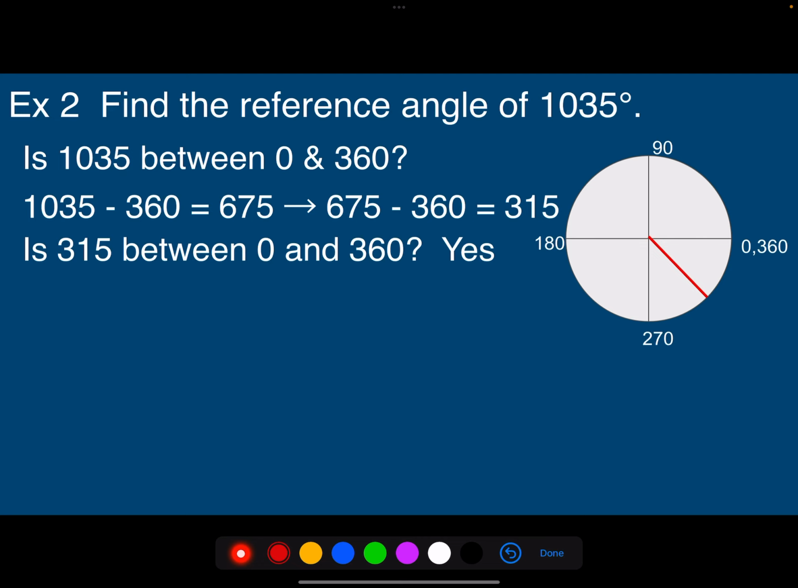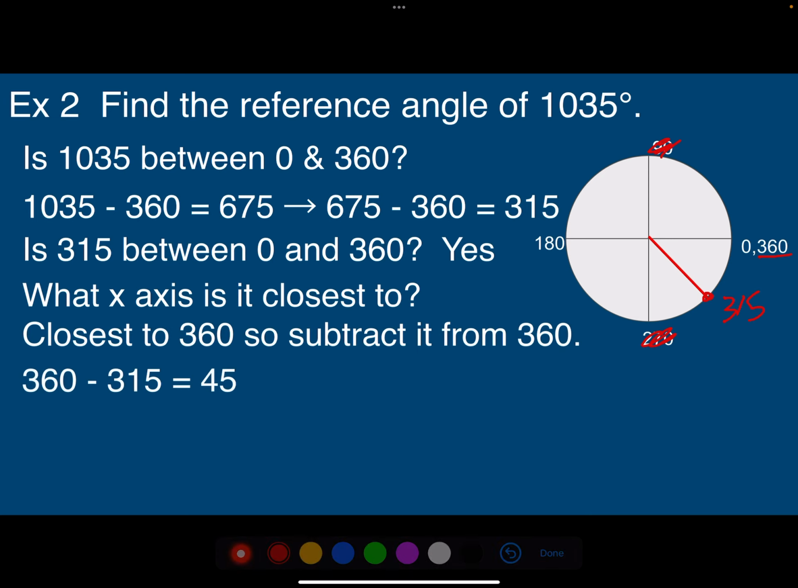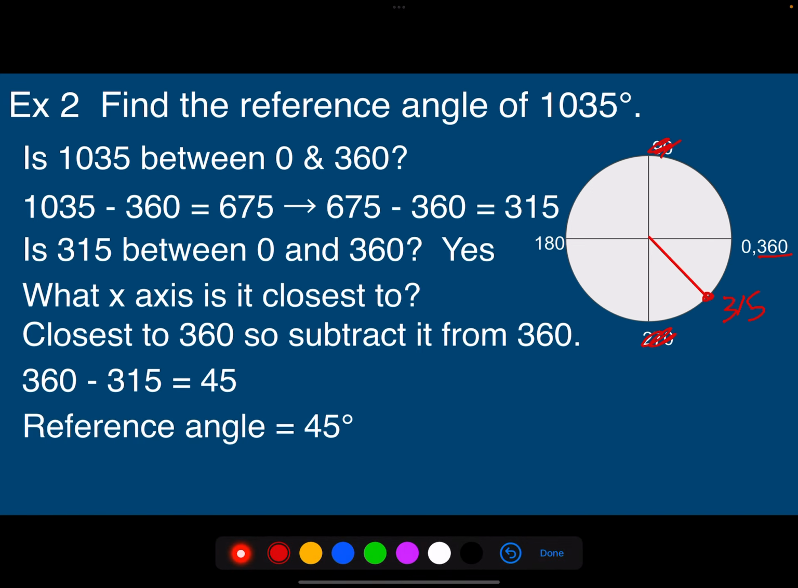When I'm in the fourth quadrant, I'm going to find the nearest x-axis. Now that I have a quadrant, I don't care about 90 and 270 anymore. So here's 315, and 315 is closer to 360. I'm going to subtract 315 from 360, and I'm going to get 45 degrees. Just so you get an idea of where we're going with this, I'm going to eventually turn this into a triangle. And this little angle right here next to my x-axis is my reference angle, and that's going to be 45 degrees. I'm going to use that as a reference in order to find the sine, cosine, tangent of 1035.